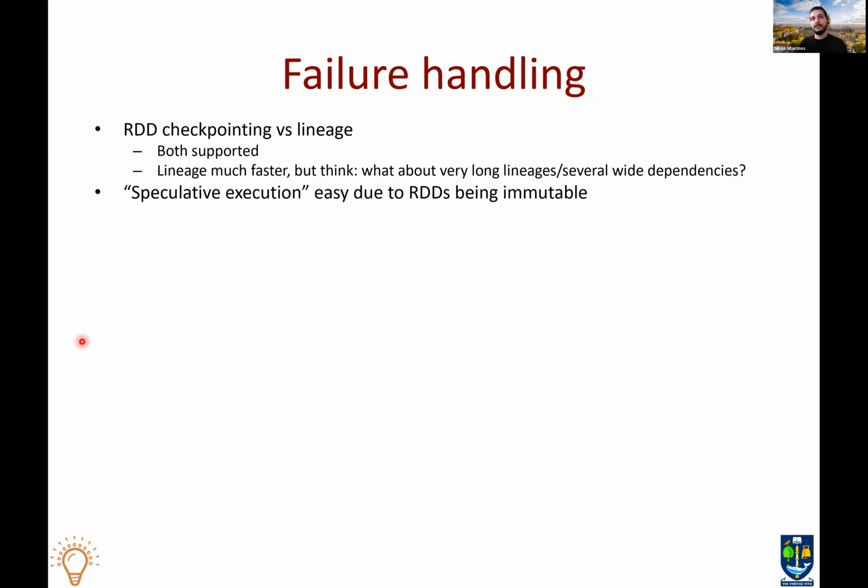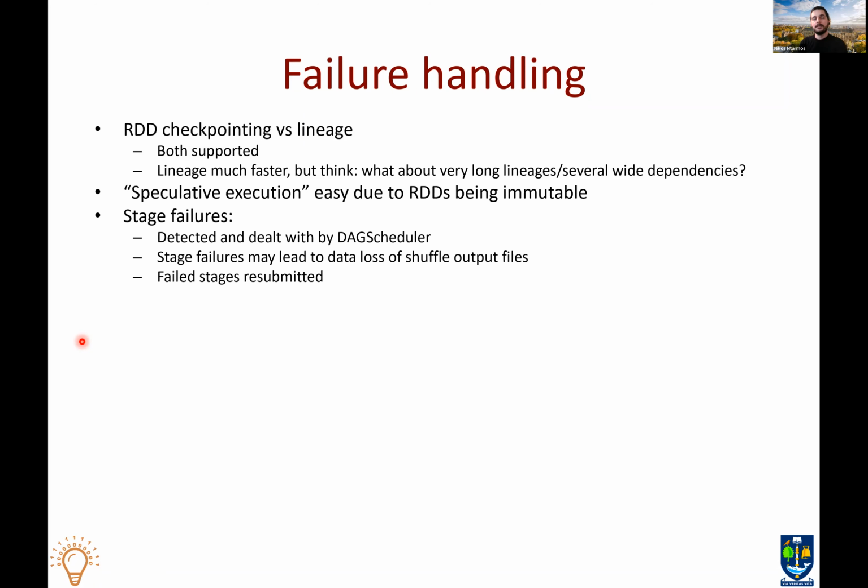Speculative execution is fairly easy due to RDDs being immutable. And I say this because you can start speculative execution tasks left and right. If one of them finishes, you keep its partition as a part of the RDD, and all other speculative execution instances, you can just ignore their output partition. You can terminate them and ignore their output partition. And no one will go and change that output partition that you kept from the winning task, because it's immutable. Okay, so what happens now with failures?